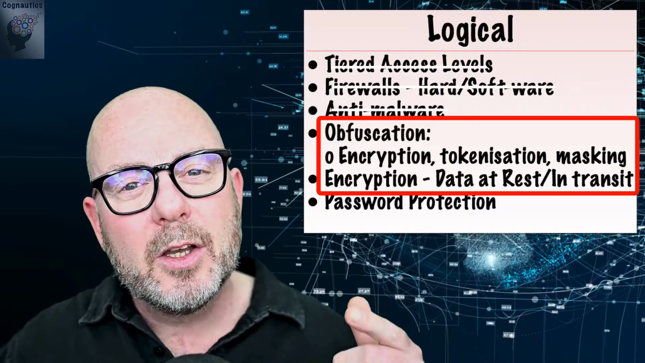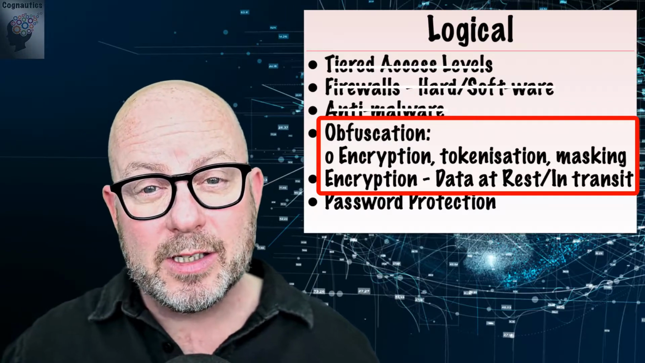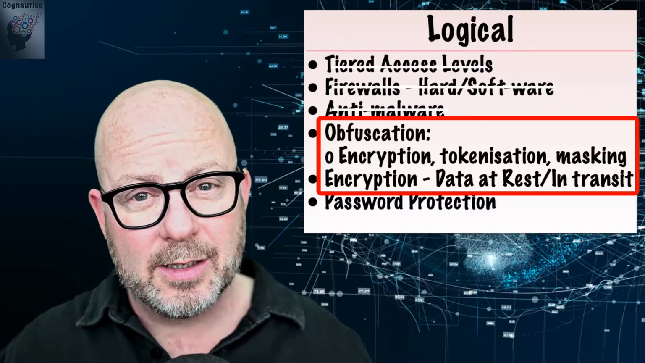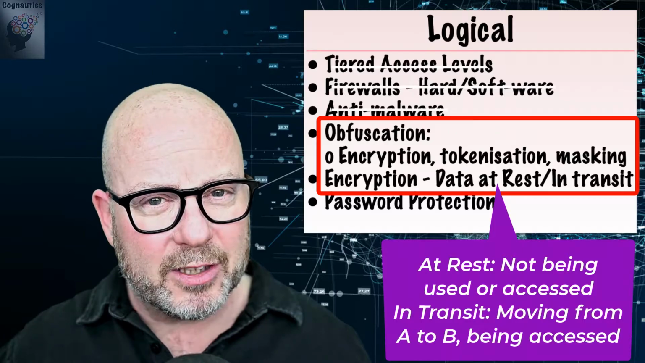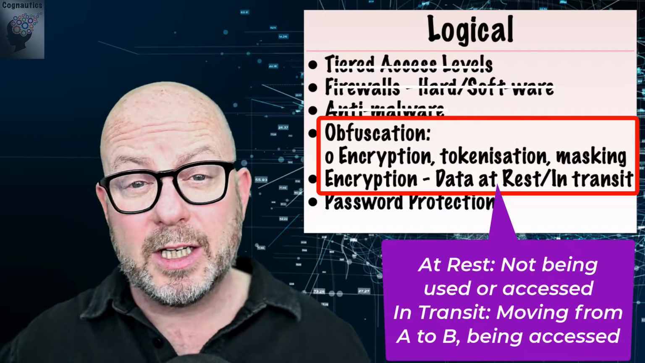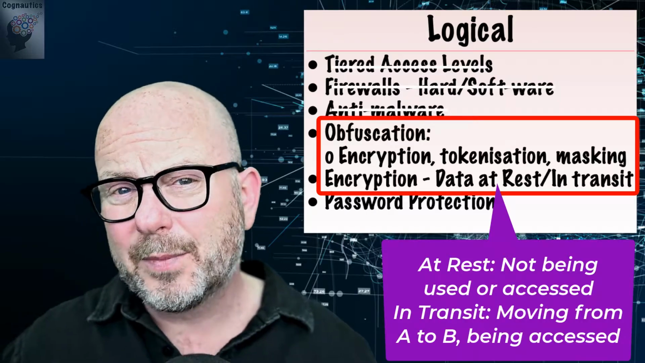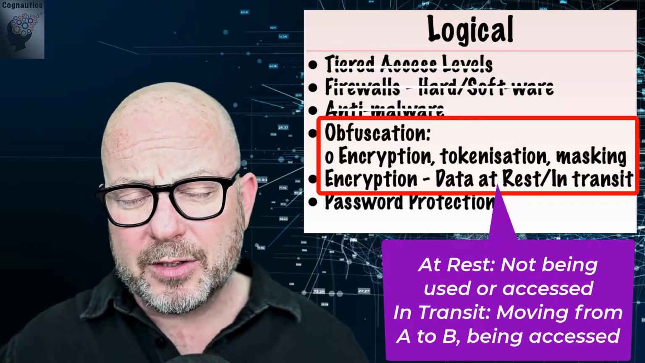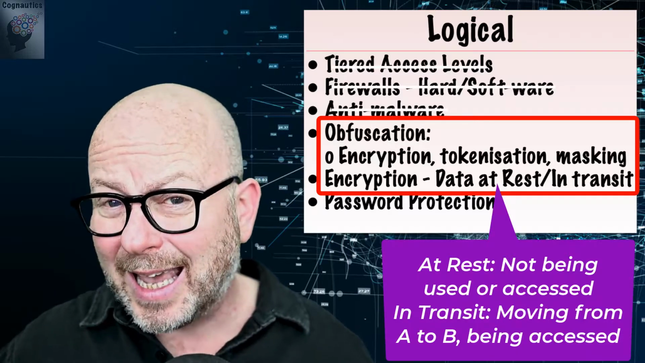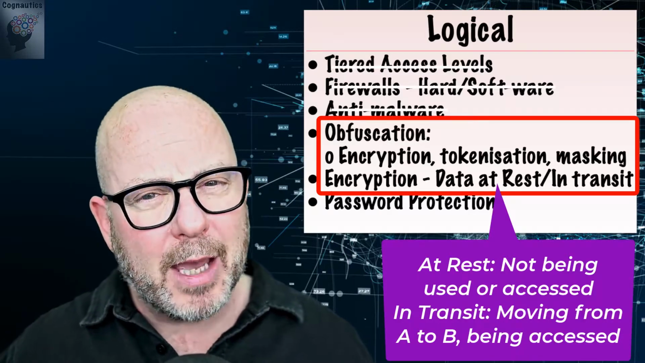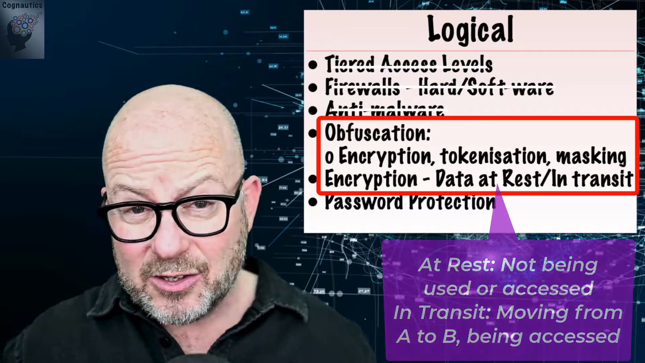When we discuss encryption, it's important to remember that the data itself may be in one of two states, either at rest or in transit. Data at rest can be summarized as data that is currently not being used or accessed, and it's usually stored securely. Data in transit describes data that's moving from one point to another within a system or being accessed. There are different methods of encryption that may be applied to data in each of these two different states.